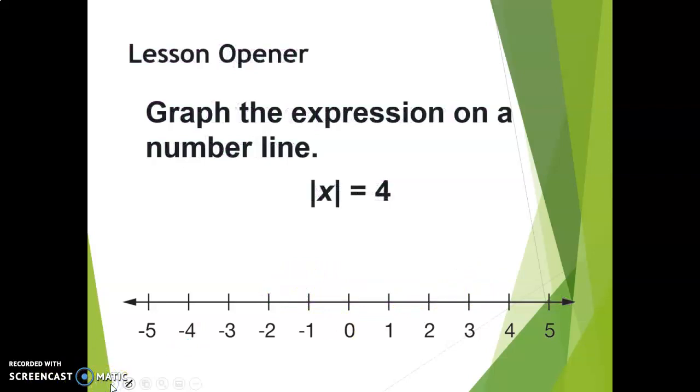All right, let's try another review. Graph the expression on a number line. The absolute value of x equals 4. Now hopefully you remember that for absolute value there are two possible answers. There are two numbers whose absolute value is equal to 4. Because it does say equal, we are going to put solid dots. So let's locate the two numbers whose absolute value is 4. And hopefully, if you were doing this on your own and trying to work along with me, you marked negative 4 and positive 4. Those are the two numbers whose absolute value is 4.